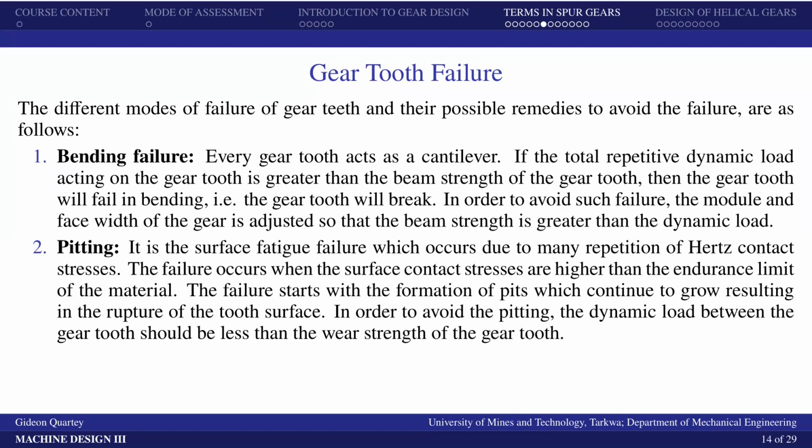Okay. All right. And then also to avoid failure that is due to bending, the module and the face width of the gear is adjusted so that the beam strength is greater than the dynamic load. We'll look at those, beam strength and dynamic load, and what they are. We'll look at them in detail later on.